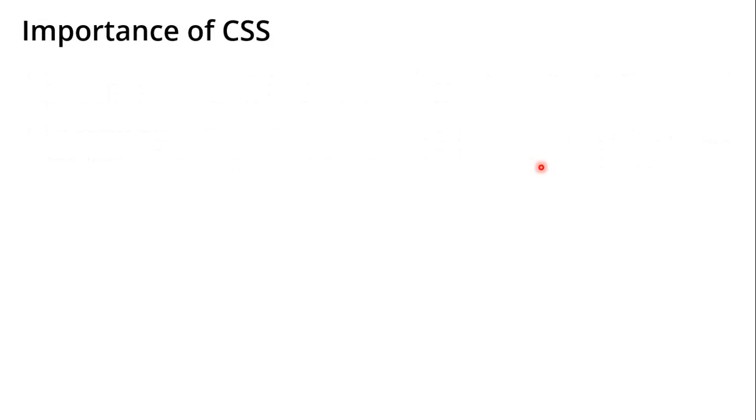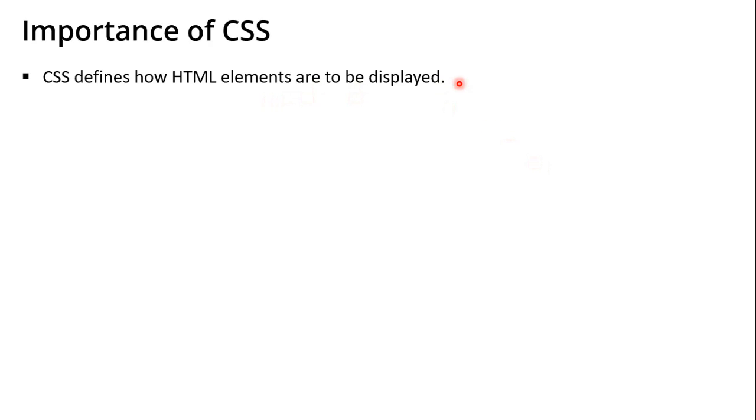So importance of CSS: it defines how HTML elements are to be displayed. We are using different HTML tags or elements, so CSS defines how these HTML elements are displayed. Styles are normally saved in an external .css file. For HTML we use .html, and for CSS we will use .css.